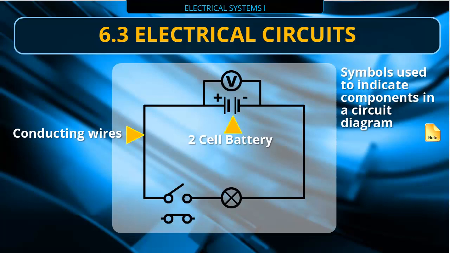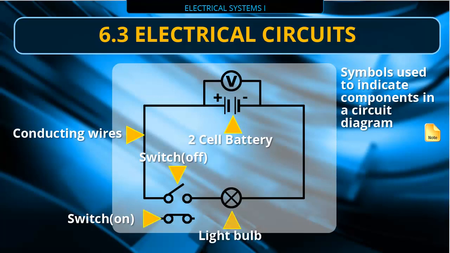The switch, next, is off. Below is what it looks like when it's on. A light bulb is shown as a circle with a cross in it. And, finally, a voltmeter is a circle with a V in it.